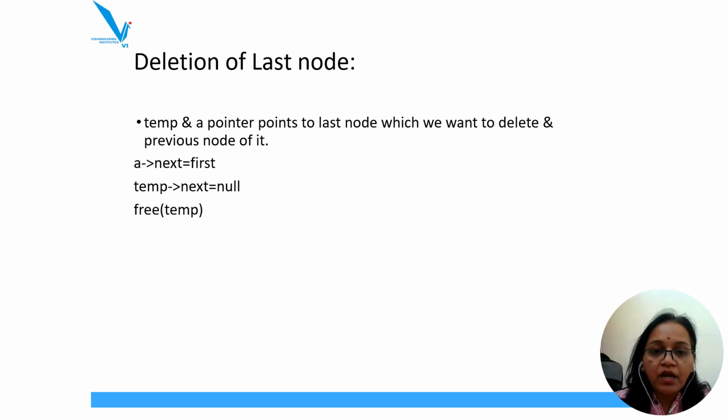Okay, now if you want to delete the last node in the list, temp and a pointers point to the last node which we want to delete and the previous node to it. So what you have to do, a of next is equal to first. आपका जो a of next है उसको आपको क्या बोलना है, first बोलना है, and फिर temp of next को null बोलना है. It will not have any contact and then you can free or delete the temp.